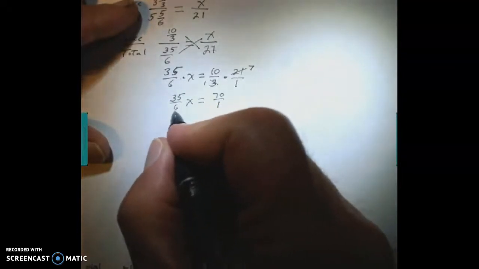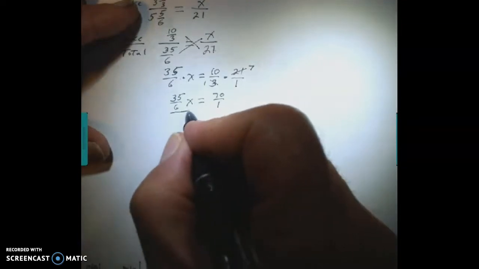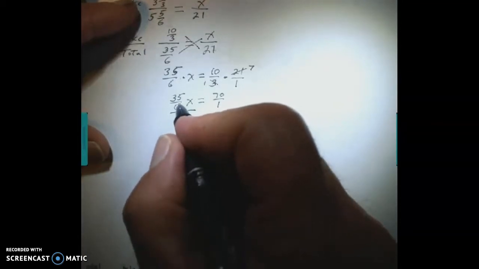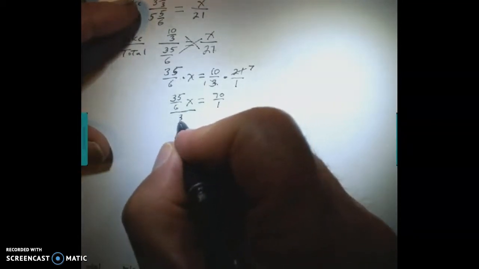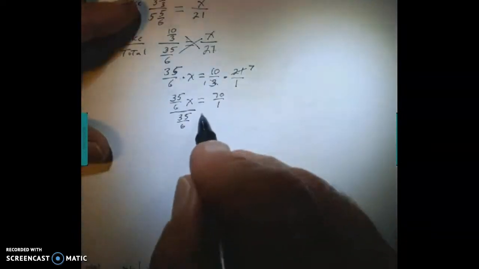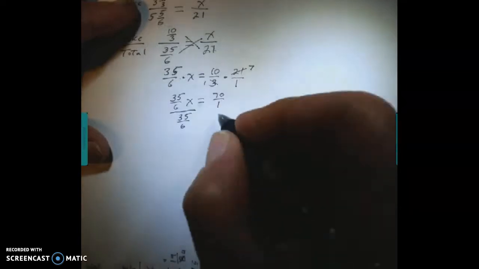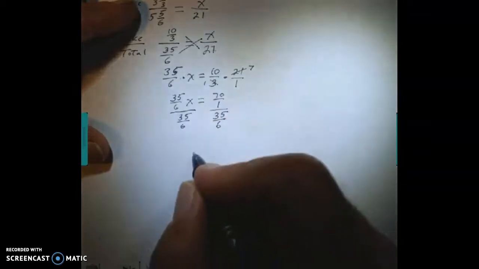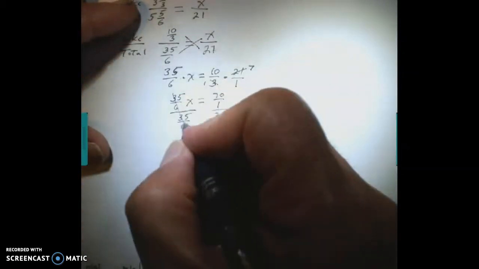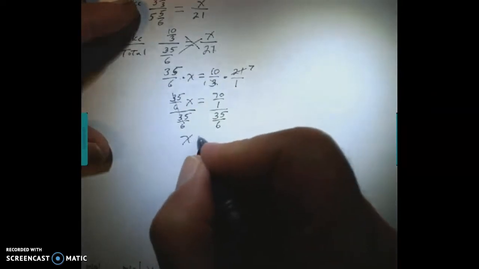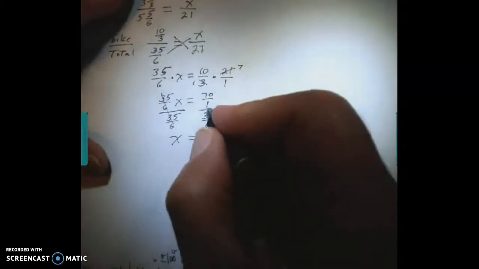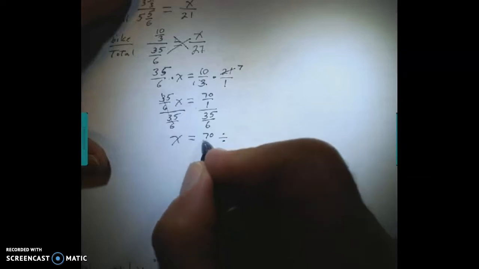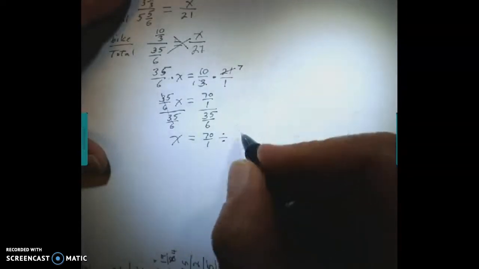X is being multiplied by 35/6. You need to get x by itself. Isolating the variable, you undo multiplying by dividing. They're multiplying by 35/6. You divide by 35/6. And again, so whatever you did to this side of the equation, you've got to do the same thing over here to keep it balanced. So divide by 35/6. On this side, these reduce. You get 1x or just x. This side, write it as division using the line with the 2 dots. So it is 70 over 1 divided by 35/6.